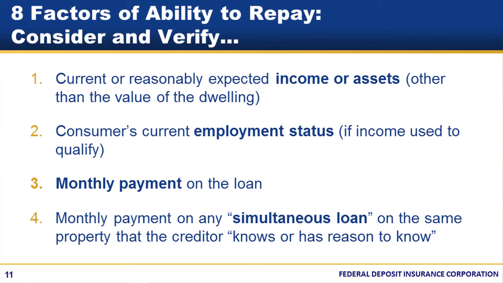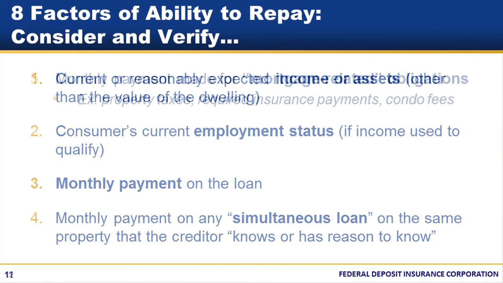The fourth factor is the monthly payment on any simultaneous loan that the creditor knows or has reason to know will be made. This means loans secured by the same dwelling. So, the payment on so-called piggyback loans should be factored into your consideration of the ability to pay, if you know or have reason to know of it. This is necessary whether you or some other creditor is making that simultaneous loan.